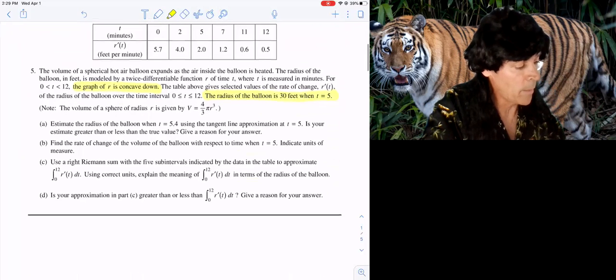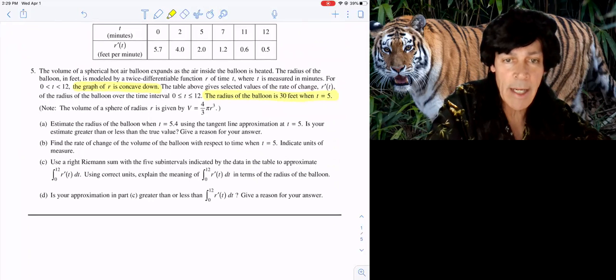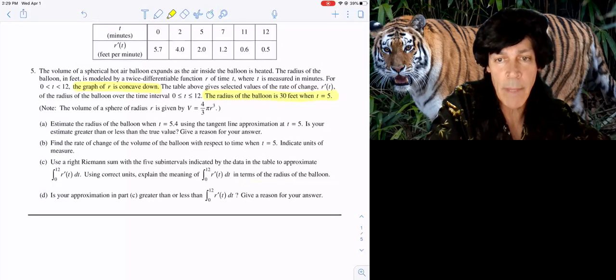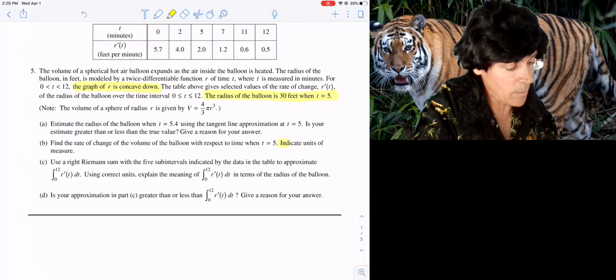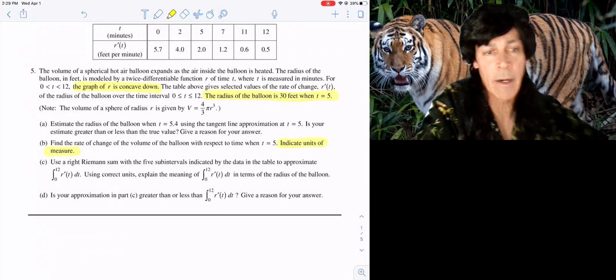All right. Part B, find the rate of change of the volume of the balloon with respect to time when t equals 5. Indicate units of measure. Well, that right there, my friends, that's going to be important. I'm going to highlight that so I don't miss an easy unit point right there.